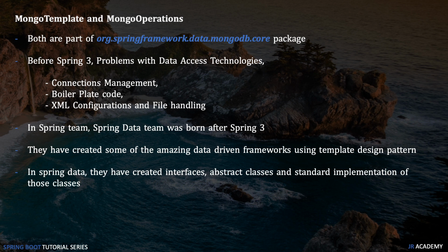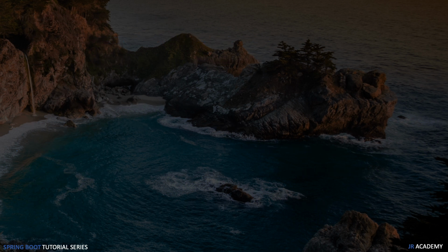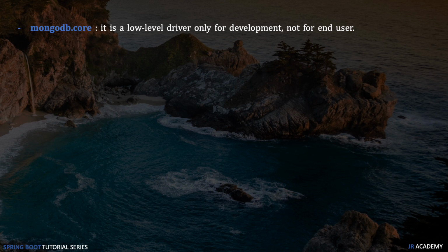So in short, in Spring Data, they have created interfaces, abstract classes, and standard implementations of those classes, and provided them to developers. So we can develop applications using these ready-made classes and focus on our business logic. And additionally, the meaning of MongoDB core is that it is a low-level driver only for development purposes. So this package is a part of the Spring Data project.